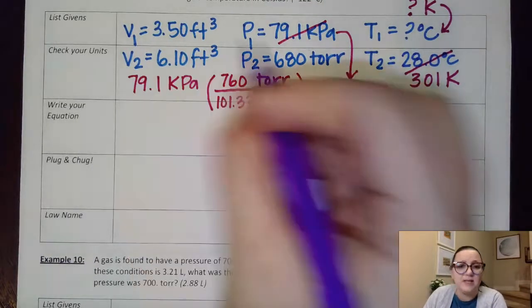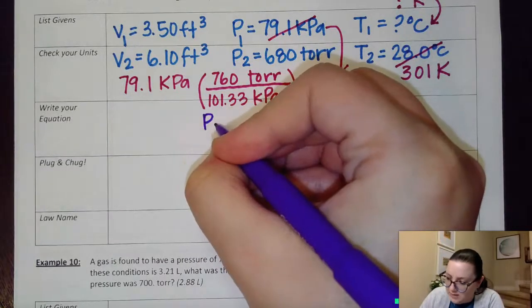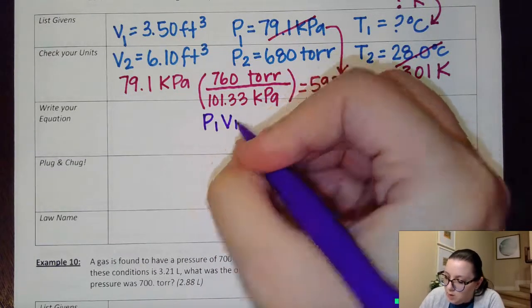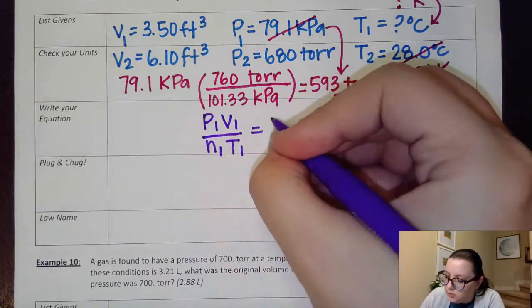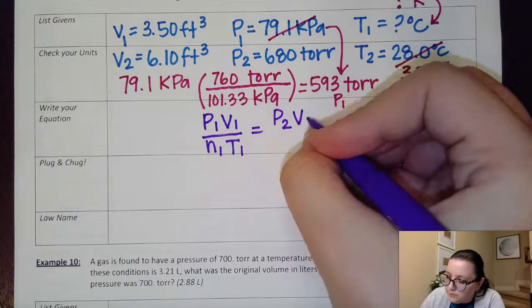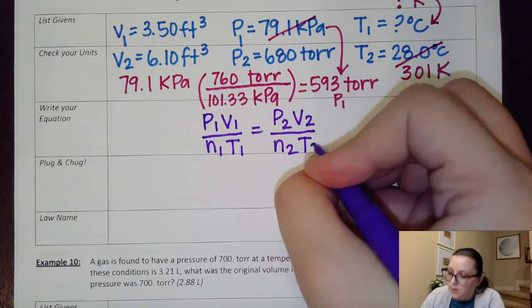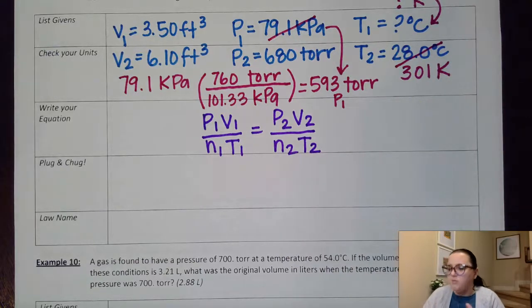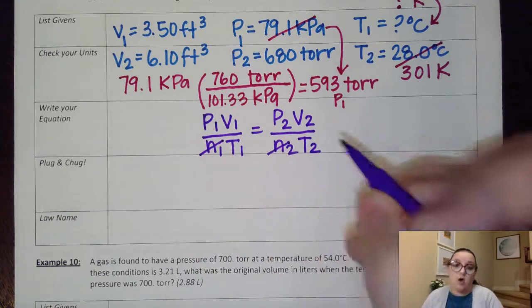I see I have two sets of conditions of everything. So I know I'm using our combined P1 V1 over N1 T1 equals P2 V2 over N2 T2. Now, I noticed that they mention things about volume and pressures and temperatures, but nowhere in the problem did they mention anything about amount, nothing about moles. And so therefore, I can assume that stayed constant and cross it out.